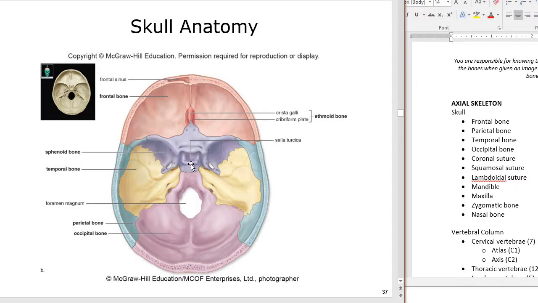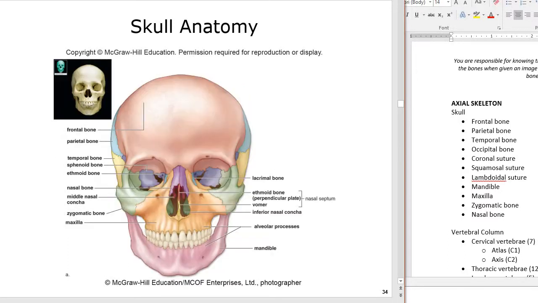I should have pointed out the sphenoid bone looks kind of like a butterfly. It's a little butterfly bone in there. And it has the sella turcica, and that's where the pituitary gland sits, right in that little spot there. So we'll see the pituitary gland later in the semester.